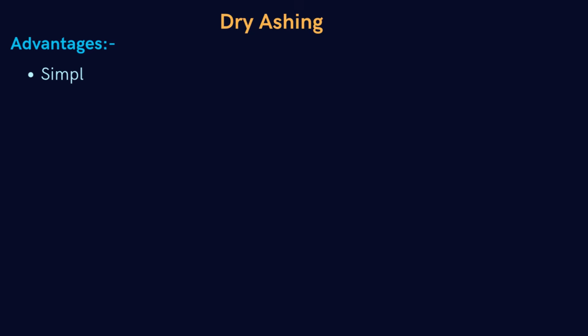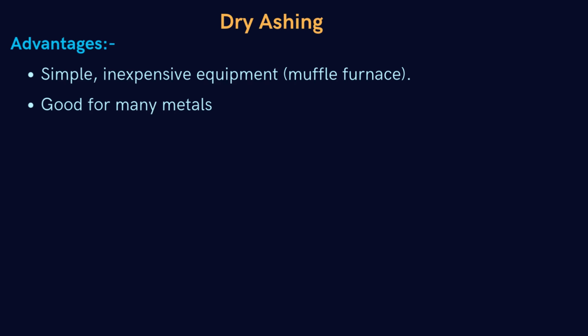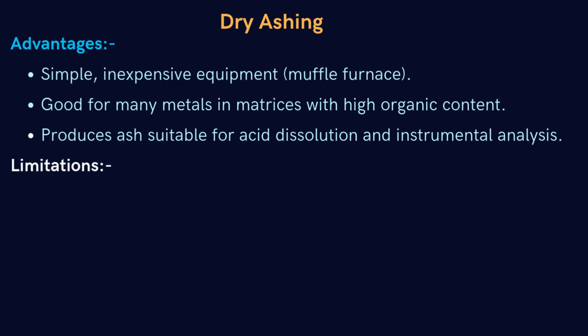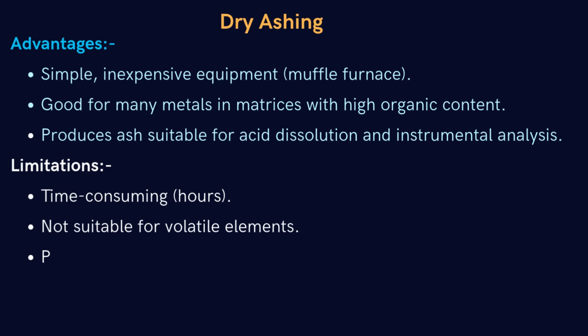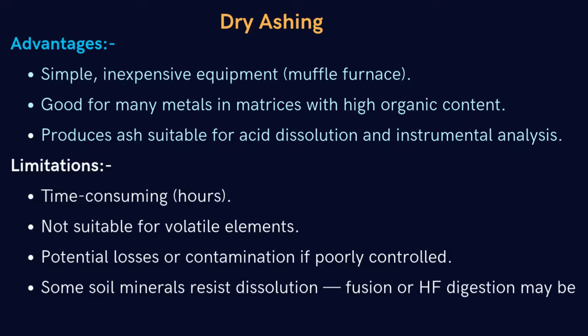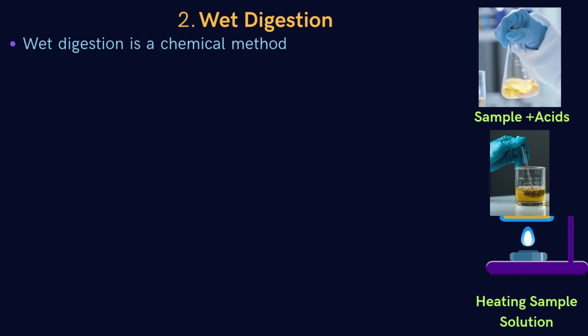Here, what will be the advantages and limitations of the dry ashing method? Advantages: simple, inexpensive equipment, a muffle furnace. Good for many metals in matrices with high organic content. Produces ash suitable for acid dissolution and instrumental analysis. Limitations: time-consuming, hours. Not suitable for volatile elements. Potential losses or contamination if poorly controlled. Some soil minerals resist dissolution, so fusion or HF digestion may be needed.